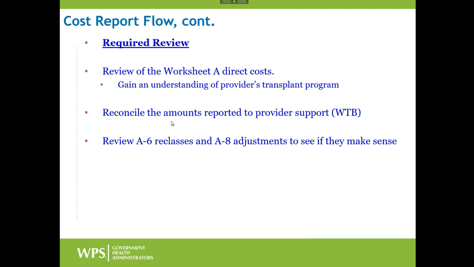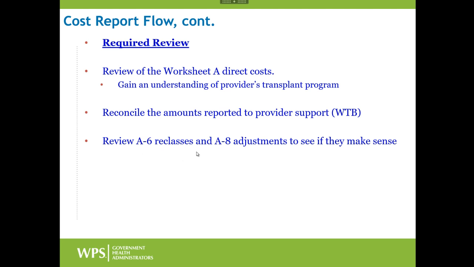The other thing here is that the key thing, kind of a starting point, is we need to reconcile the amounts to the provider support, the working trial balance. So whatever amounts are on Worksheet A should tie out and reconcile to the working trial balance. We would also be looking for any A6 reclasses or A8 adjustments.